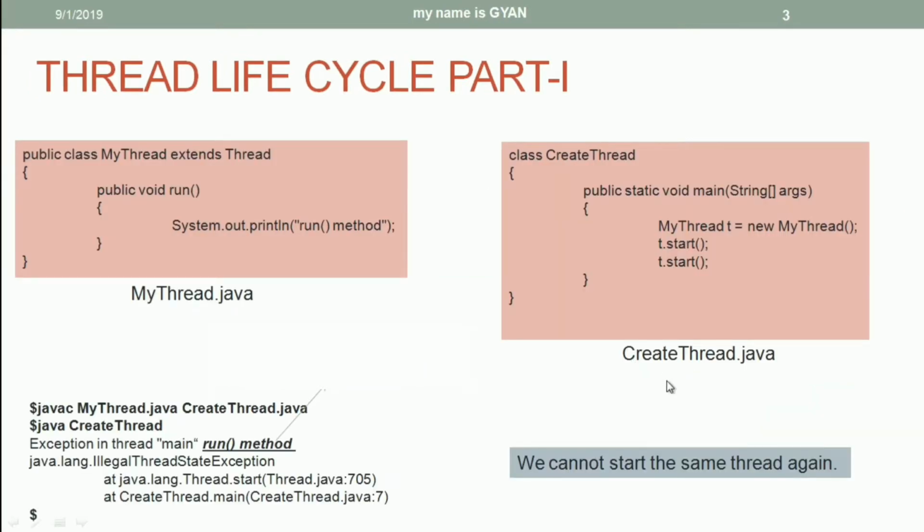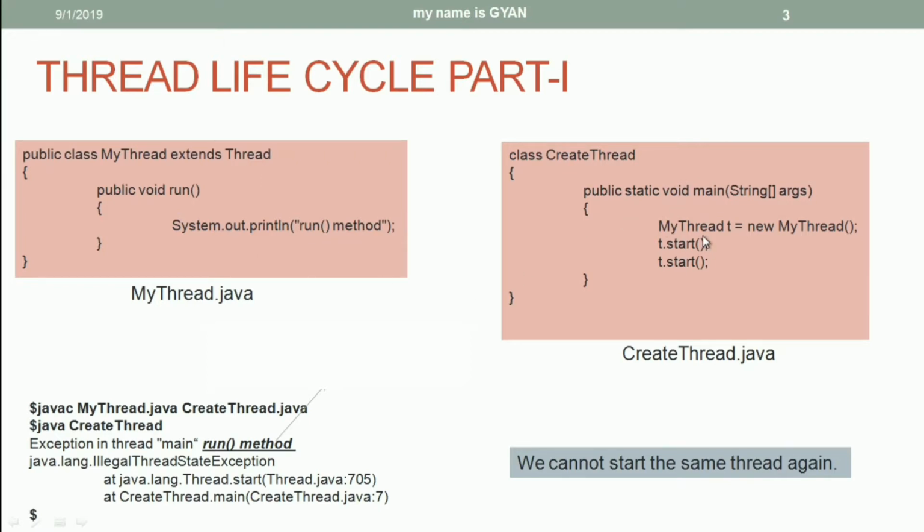Here again we have two Java files, createThread.java and myThread.java. In createThread.java, we have the class createThread and the method main. In the method main, we are creating a new object of type myThread whose reference will be stored in the reference variable t. The class myThread extends the class Thread. And in the class myThread, we are overriding the run method which has been inherited from the class Thread, and we are printing "run method".